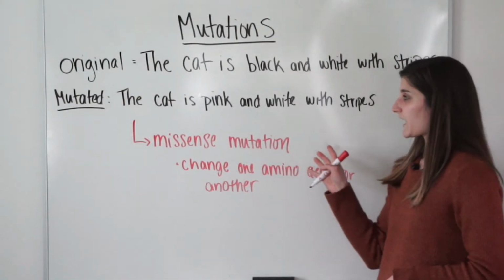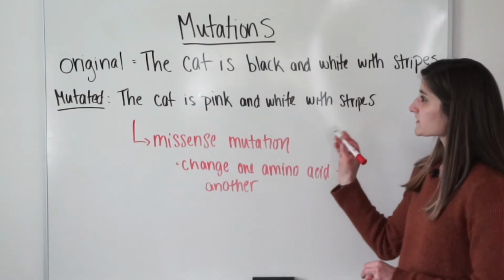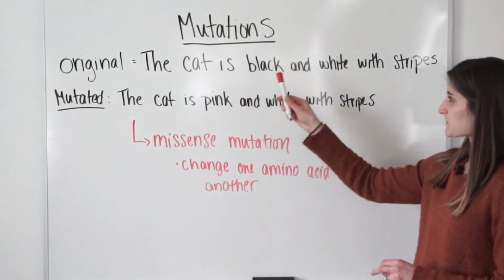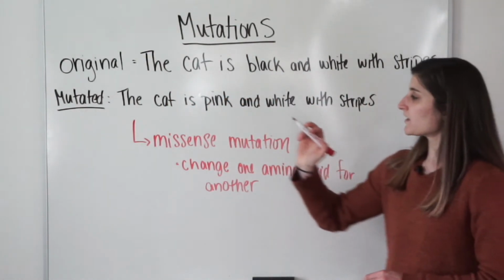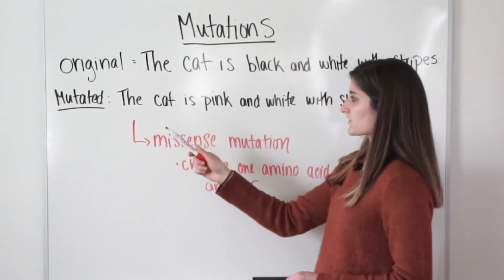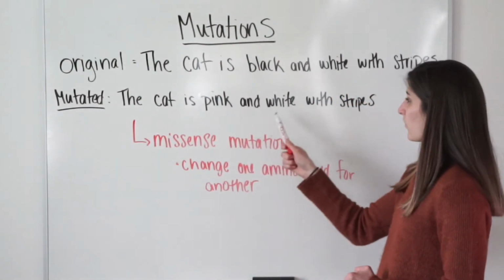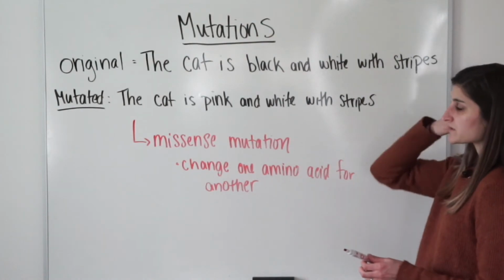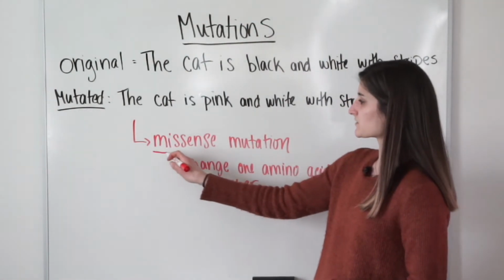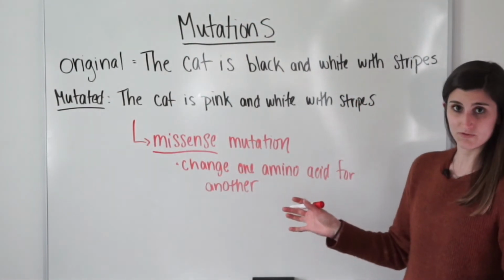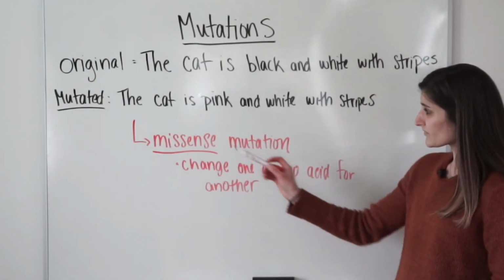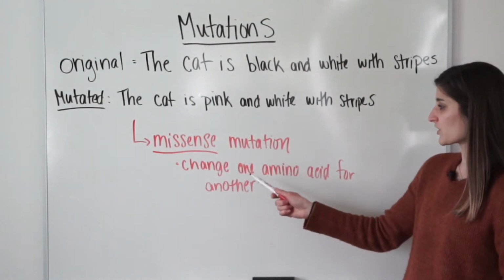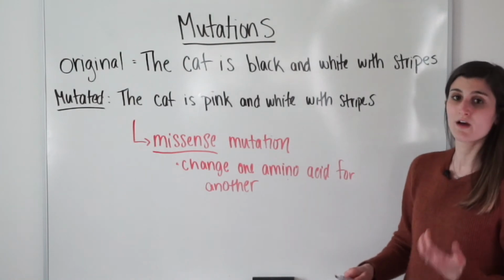All right, so here we have on the screen, I wrote this out for us. The original strand is here: the cat is black and white with stripes. The mutated strand is saying that the cat is pink and white with stripes. So the answer to this is a missense mutation. The reason for that is because a missense mutation is when we're exchanging one amino acid for another amino acid.